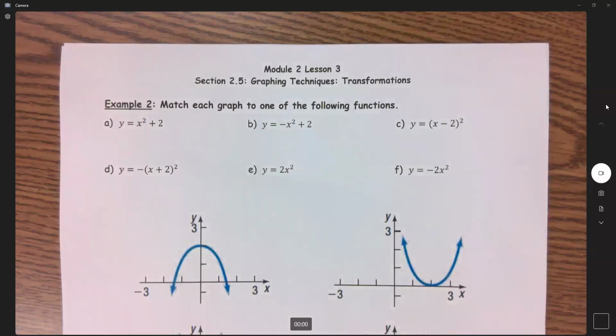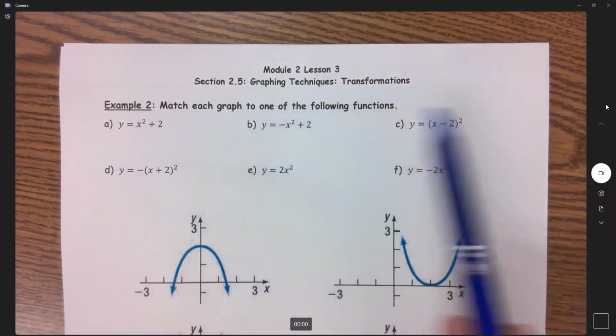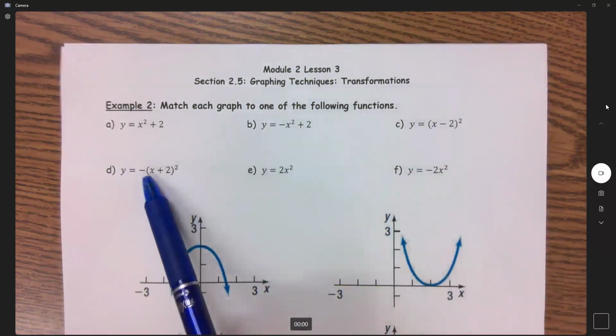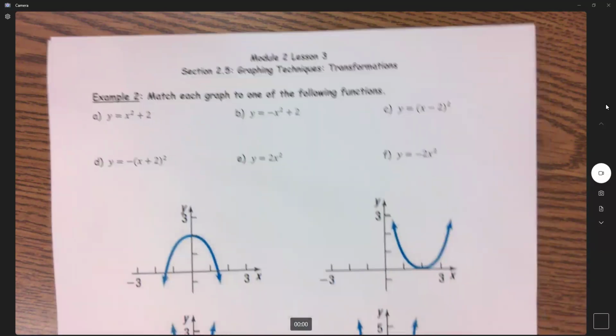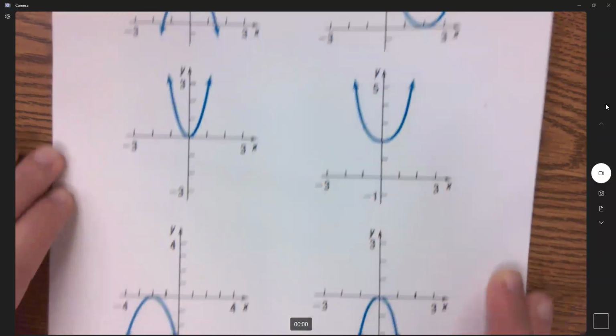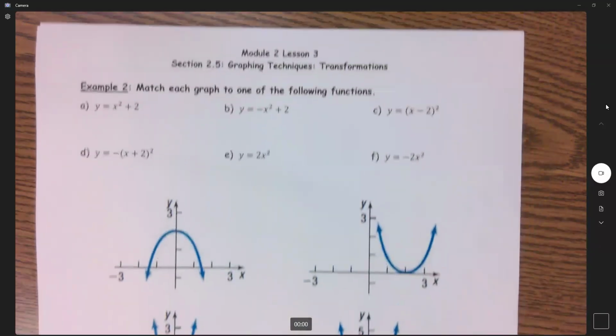Now we're going to take different equations and match them to their graph. So example 2 says match each graph to one of the following functions. If you look at all these equations, they all have one thing in common, and that is an x squared. You have x squared here, x squared, x squared, x squared, x squared, x squared. So that's why all of these graphs are parabolas, those U shapes, because they're all x squareds.